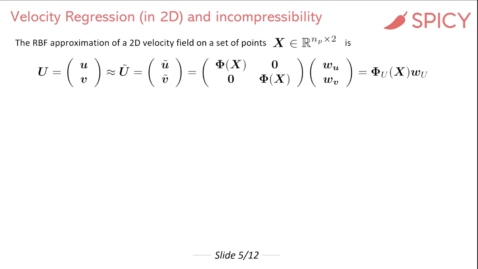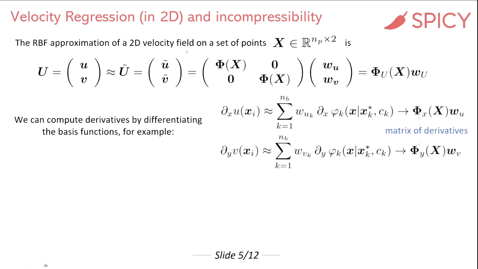Now the main reason why the RBF formalism is so interesting in this case is that we can very easily compute derivatives. So here I'm showing you, for example, the derivative of the u component with respect to x and of the v component with respect to y. Basically all we have to do is to replace the basis functions with the derivatives of the basis functions, which you can also picture as basis functions themselves. So we can make predictions in the same way as we do for the velocity fields, also for all the derivatives.